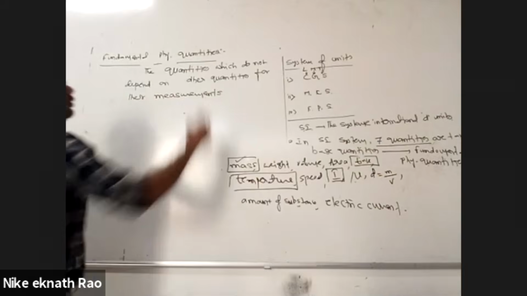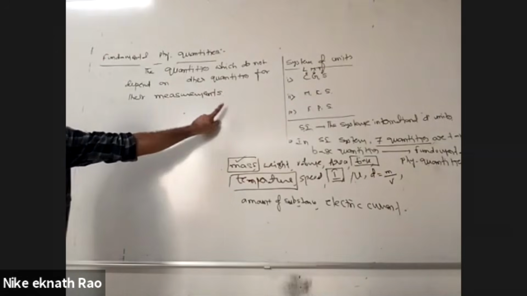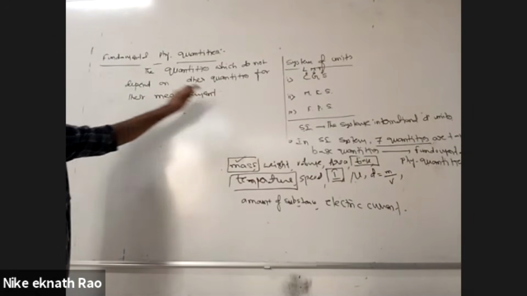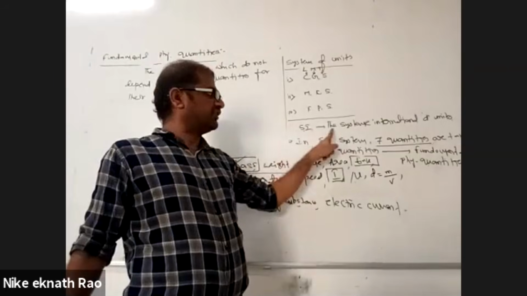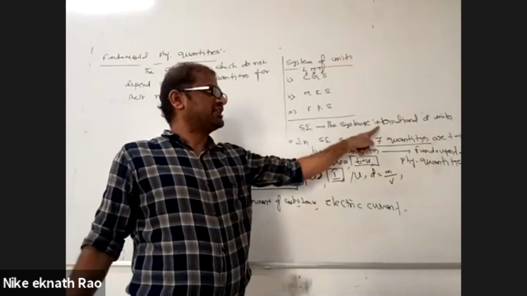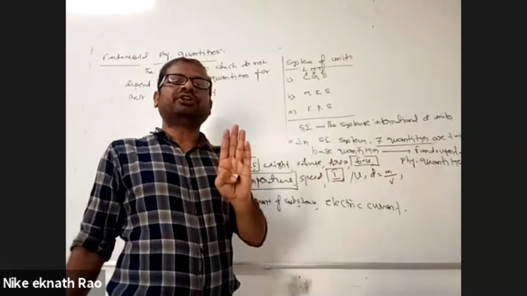The quantities which do not depend on other quantities for their measurement are called fundamental quantities. So in the SI system, the scientific community, Système International units, has decided to take 7 quantities as base quantities.